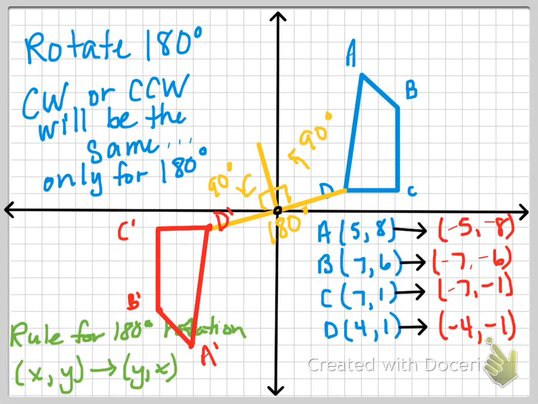You can see that it rotated all the way around. It could have gone all the way to the left or all the way around to the right. Either way, it ends up in the same place. And that looks a little messy there, but that's just to show that from A to A prime, B to B prime, C to C prime, and D to D prime, all of those are going to go directly through the origin. They go right through the center of rotation. Again, make sure you have the rule written correctly. xy becomes -x, -y.